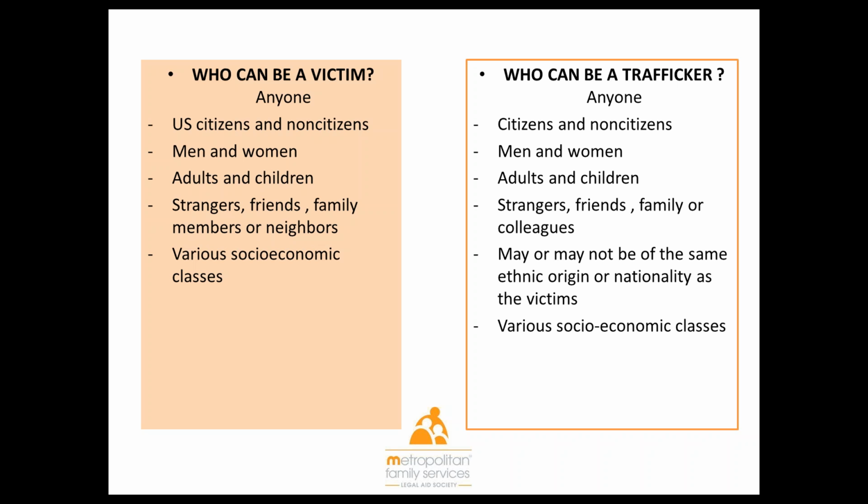And for traffickers, it can be anyone as well. They can be U.S. citizens or non-citizens, men or women, adults or children, strangers, friends, family, or colleagues of the victim, and they may or may not be of the same ethnic origin or nationality as the victim and may come from various socioeconomic groups, and also from various educational attainments as well, such as traffickers have been found to have either postgraduate degrees or college degrees or high school degrees.